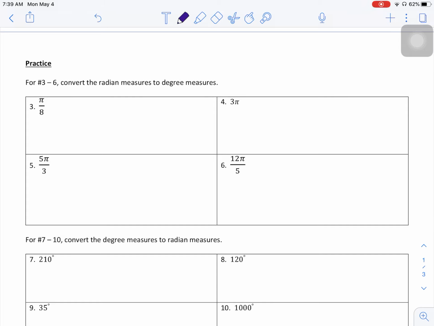All right, so page 2 of lesson 3 has some practice on it. You're simply converting from radians to degrees, degrees to radians. That's it. So, quick reminder, if you are converting from radians to degrees, you will want to multiply times 180 over pi. And that's for every problem where you're converting from radians to degrees.